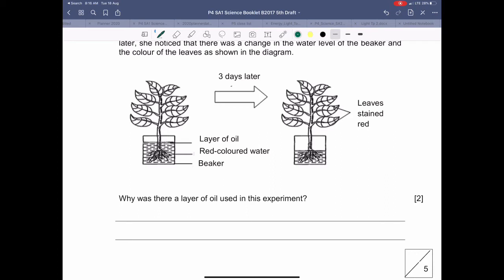Now, what you are missing is that you need to tell me why you want the water not to evaporate. This is so that any water loss is due to the water that is being absorbed by the plants. Okay? Alright, so for example, let me put it down for you.